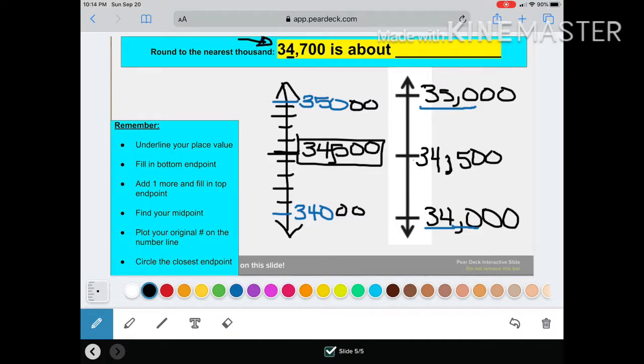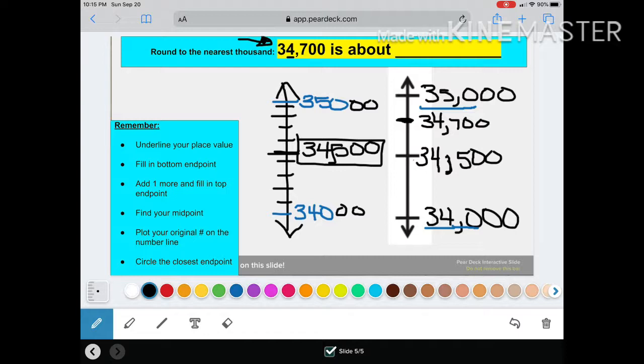Plot that number on the number line. 34,700. Is it more or less than 34,500? Absolutely. It's more. It's actually about right here. 34,700.